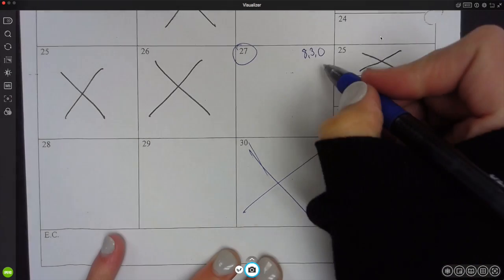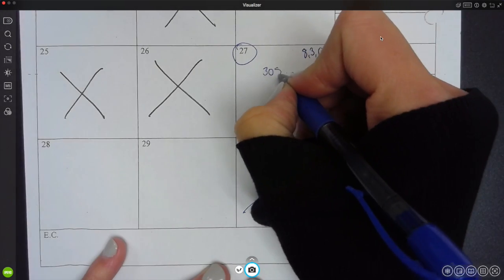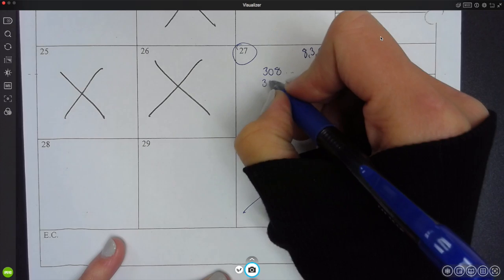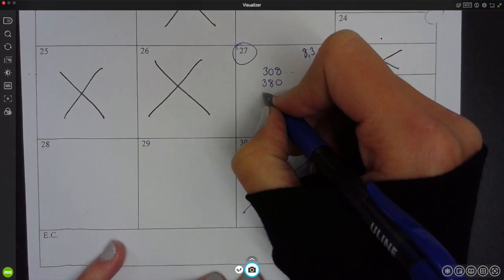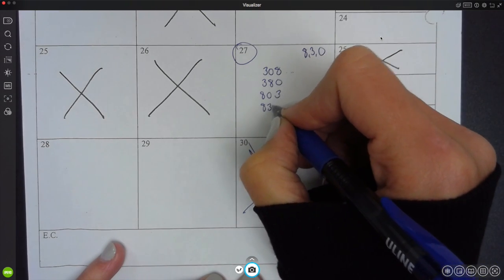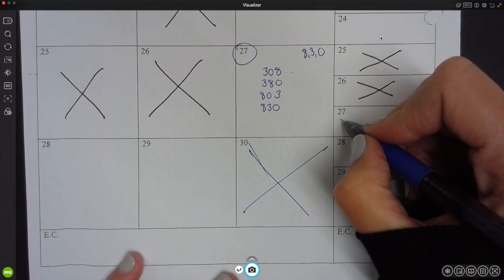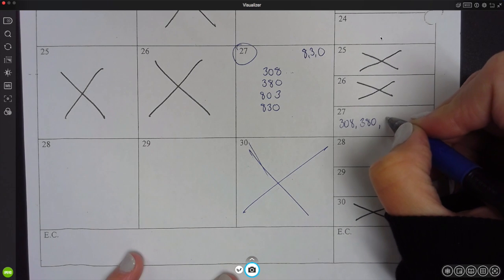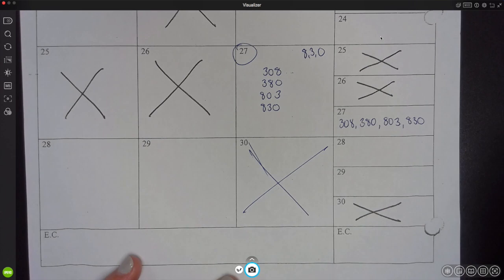So since we can't start with 0, we got to start with 3. So we're going to go 3, 0, 8 because 0 is smaller than 8. Switch the last two, 3, 8, 0. Then we'll start with the 8. 8, 0, 3, and then 8, 3, 0. I bet we can fit all those in this box. So we're going to go 308, 380, 803, and 830.